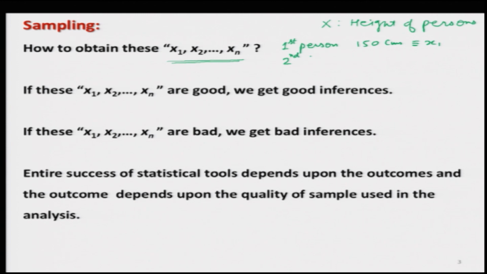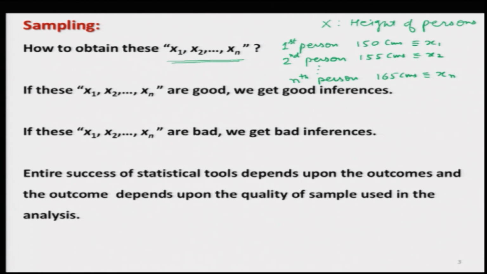Suppose now you take the second person and measure the height of the person. Suppose this comes out to be 155 centimeters. So this is going to be your small x2, which is the height of the second person on the variable x. So x is denoting the variable, indicating x is height, and x2 is the value of the second observation on height. This process can be continued till the nth person, and say the height of the nth person is 165 centimeters. So this is going to be my xn.